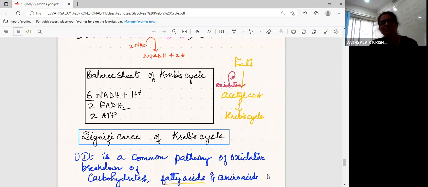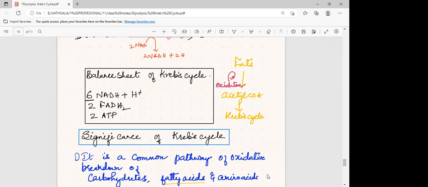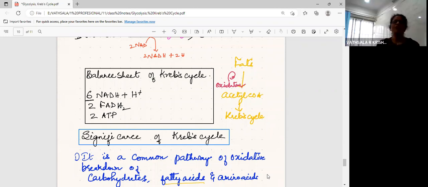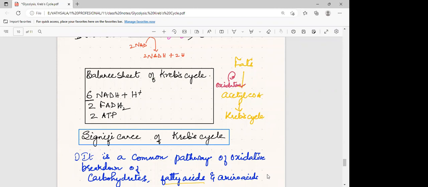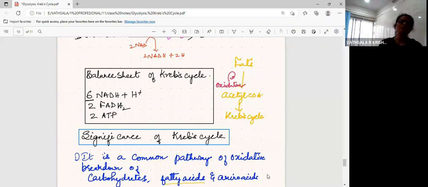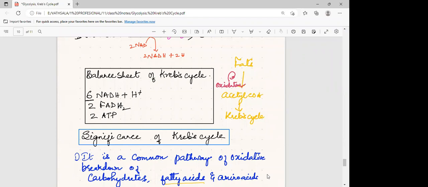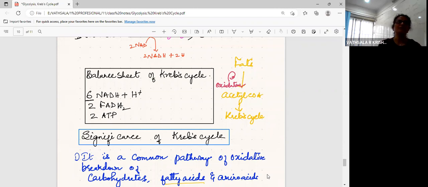Yes, ma'am. Okay, so now come on, Vihan, tell me. Ma'am, could you repeat the question? Give the balance sheet of glycolysis. Ma'am, 2 NADH plus H plus. When do you get NADH? When the first oxidation takes place?